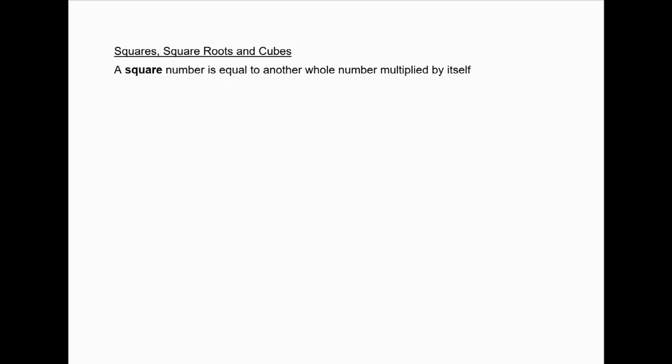In this video, we're going to learn about square numbers, square roots, and cubes. A square number is equal to another whole number multiplied by itself. For example, 1 squared, this is the notation that we use, is equal to 1 times 1, which is just 1. So that tells us that the number 1 is a square number.